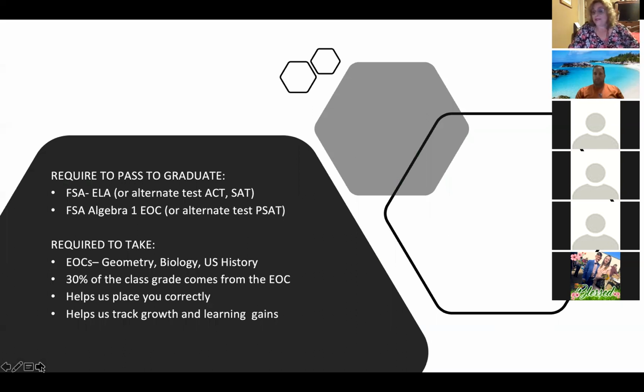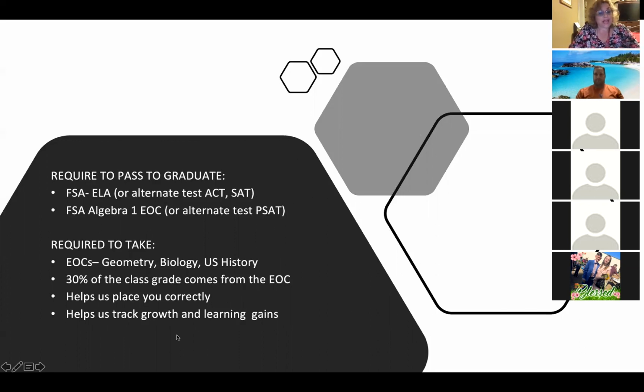So there are some tests that are required to graduate. One of them is the reading test, the FSA ELA, and that's for this year. There are concordance scores that you can get on that test, which we're going to get into a little bit more. On the ACT and the SAT, there's a certain reading score that you can get that will satisfy the need for the reading test. Also for the Algebra 1 EOC, which is required to graduate, you can get an alternate score on the ACT, the SAT, and the PSAT. So we just wanted to make sure everybody's aware of the PSAT.